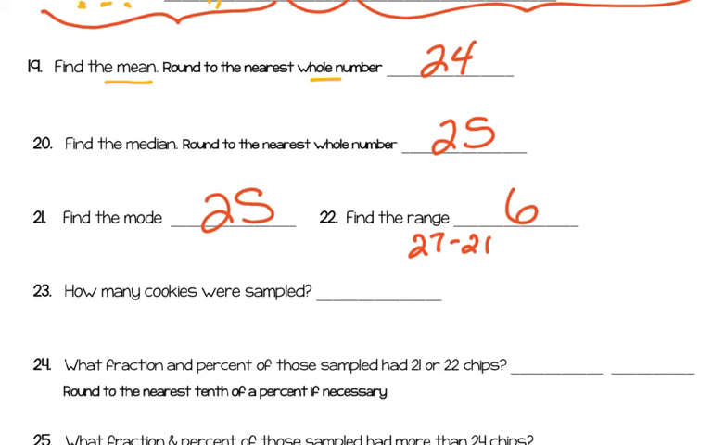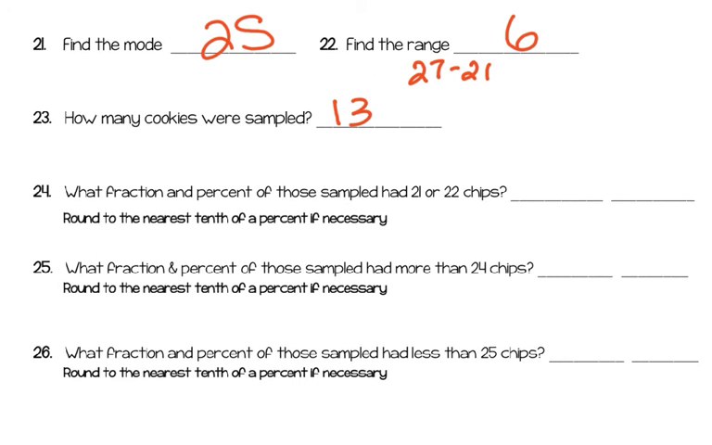How many cookies were sampled? How many dots did we have in that dot plot? If you count them, it comes up to 13. The last couple questions are asking questions again like what we saw with the two-way table. What fraction or percent of those sampled had 21 or 22 chips? Out of the 13 that we sampled, how many had 21 or 22? There were 3 cookies that had either 21 or 22, and that was 23.1%.